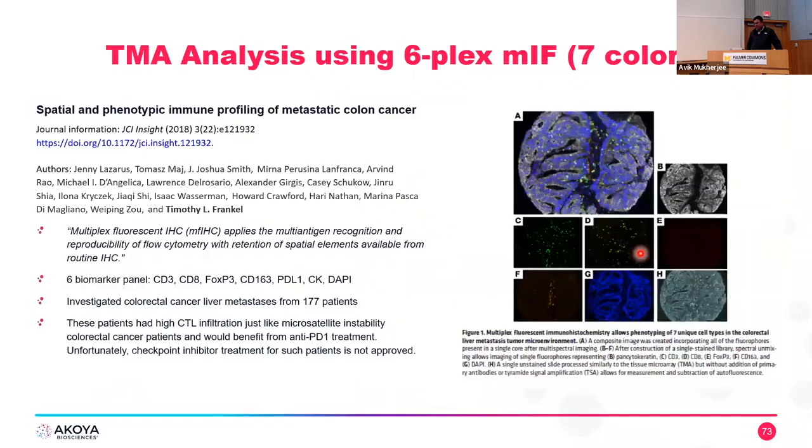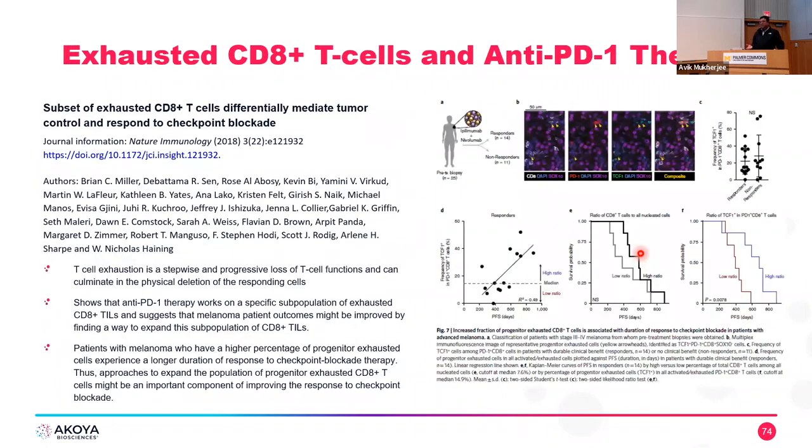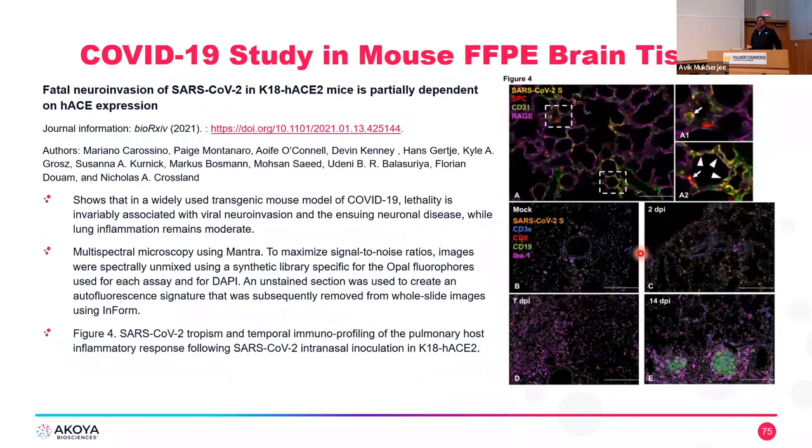And for the PhenoImager technology, this is a paper from the University of Michigan, from Dr. Frankel's lab, where they looked at mouse tissue using a 6-plex 7-color assay, looking in TMAs, trying to investigate colorectal cancer with liver metastasis of 177 patients. People have looked into exhausted CD8 T cell anti-PD-1 therapy. People have looked at mouse FFPE brain tissue using the PhenoImager technology.